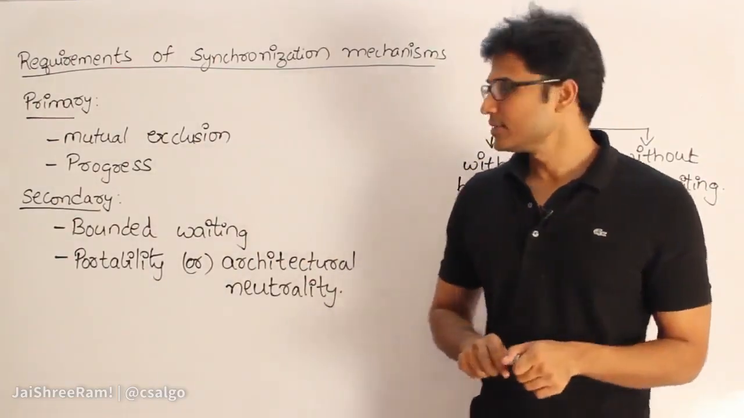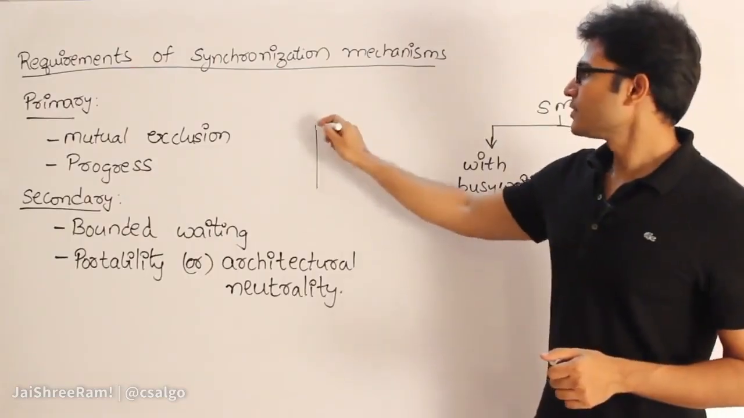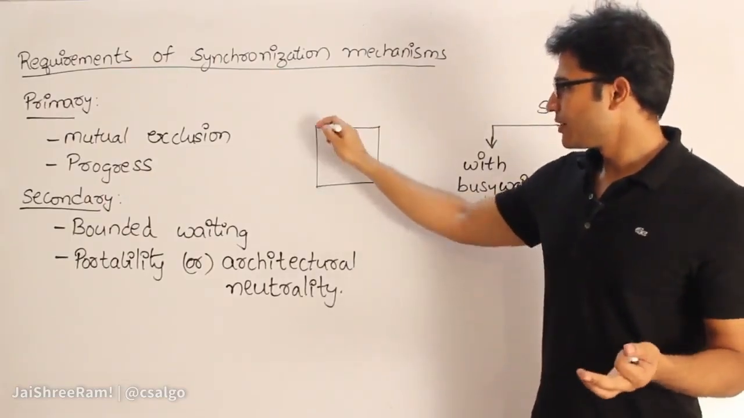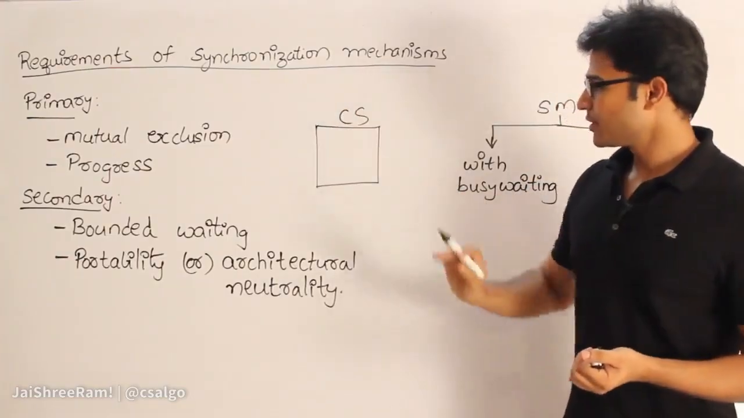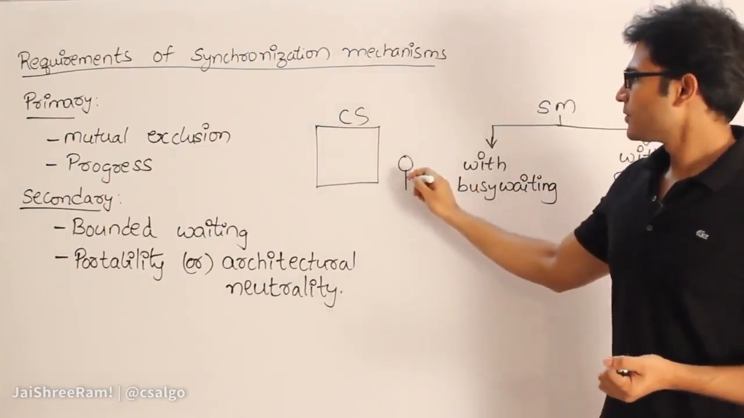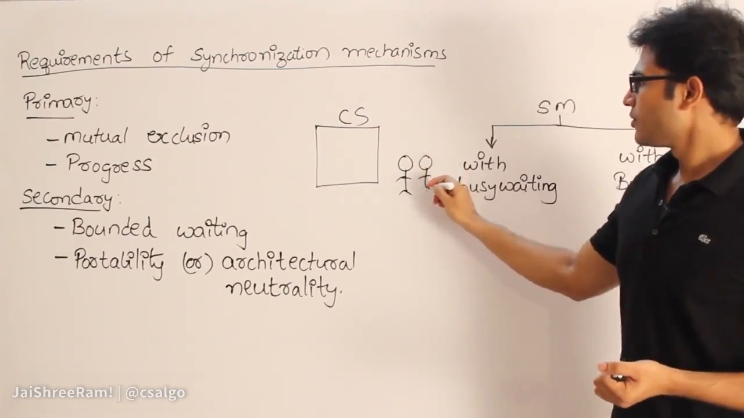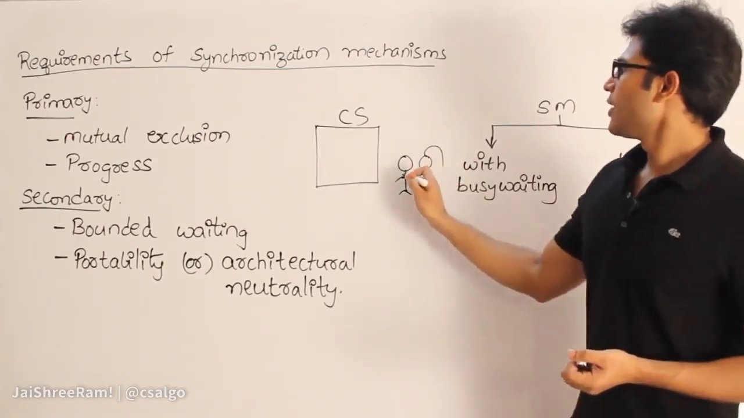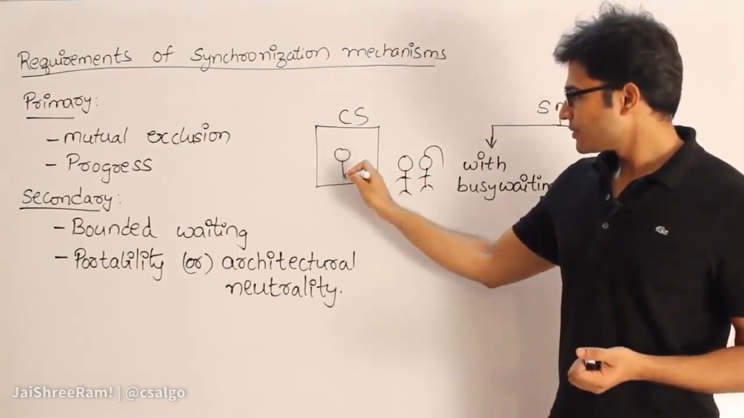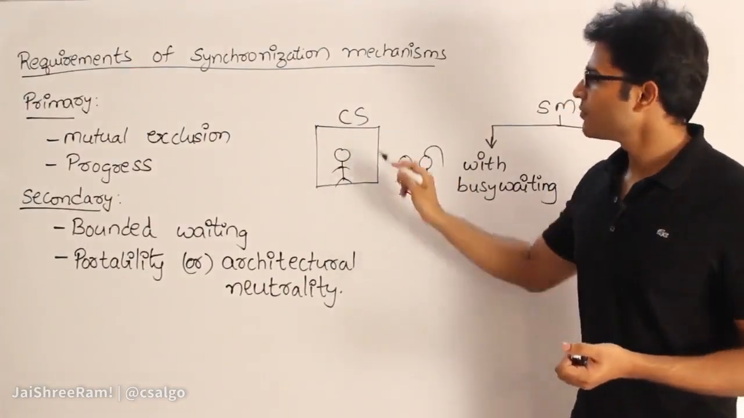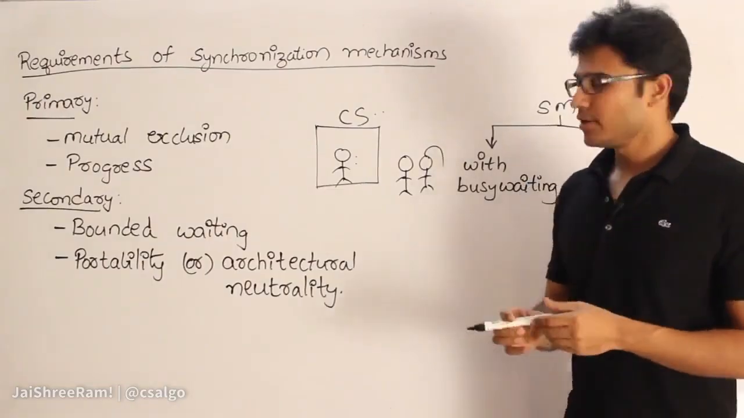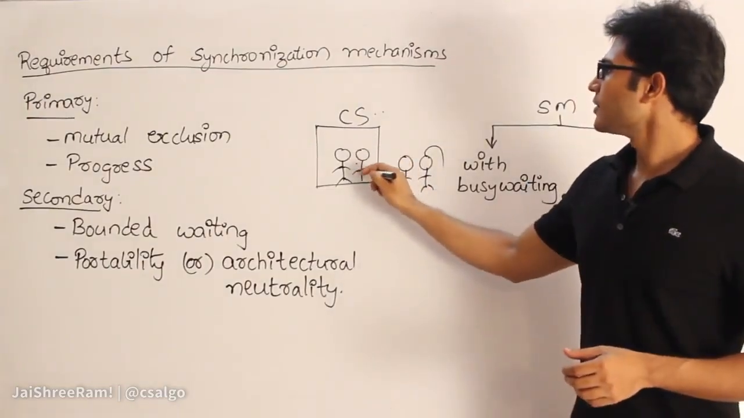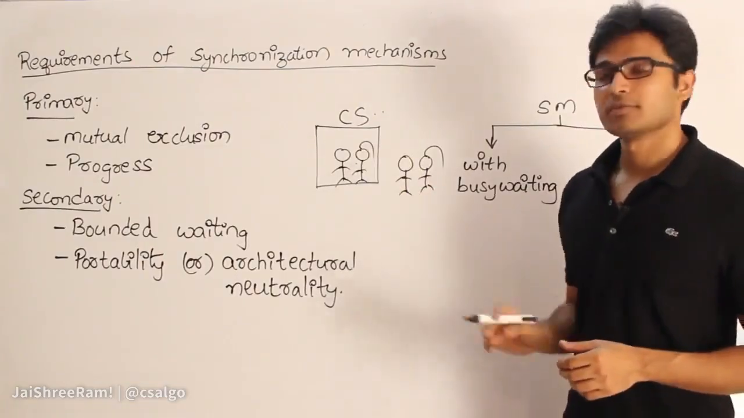which means, see, this is the dressing room. In our concept, the critical section is nothing but the room. So this is the critical section, which is the dressing room, and there are 2 people, right? Mutual exclusion is that only one person should be inside the dressing room at any time. Only one process should be inside the critical section at any time. That is mutual exclusion, right? You cannot put 2 people at the same time in the dressing room.